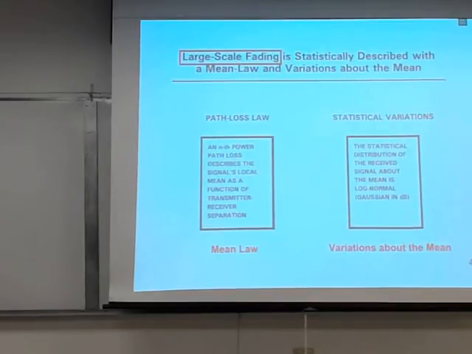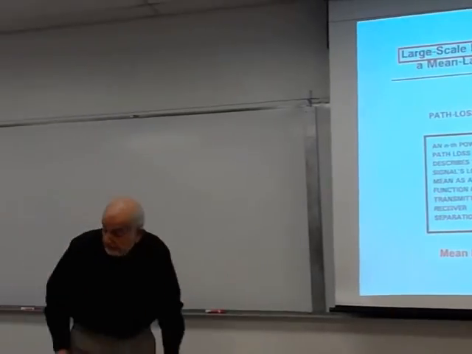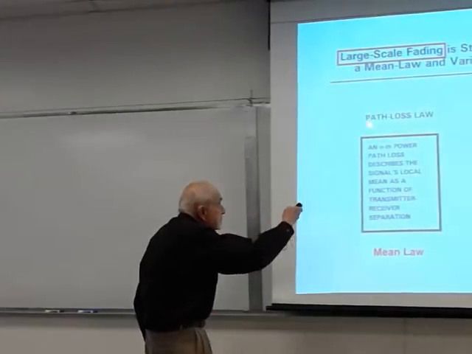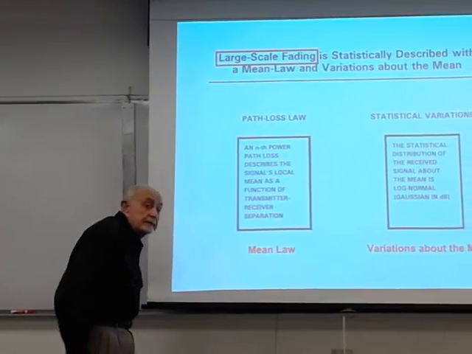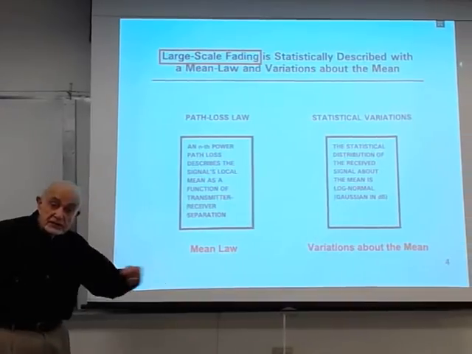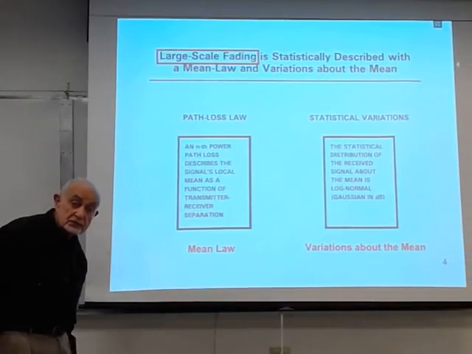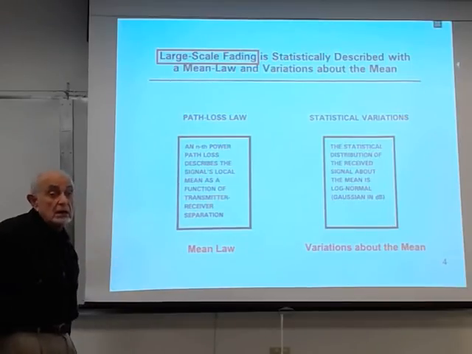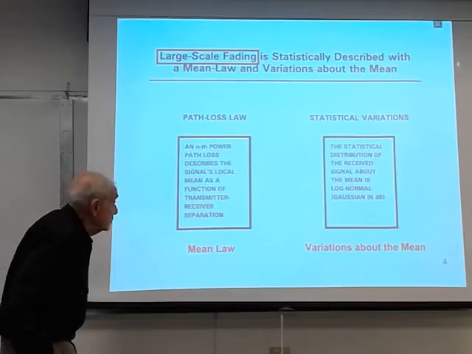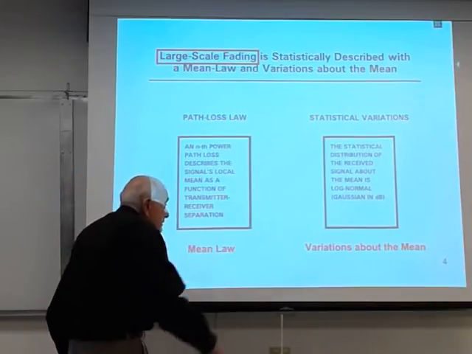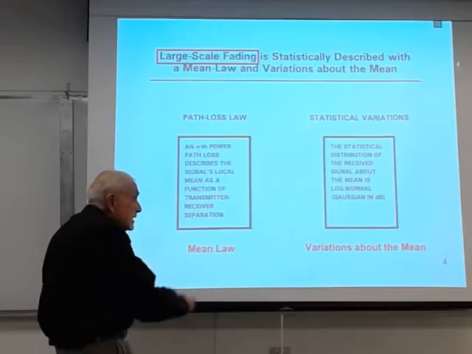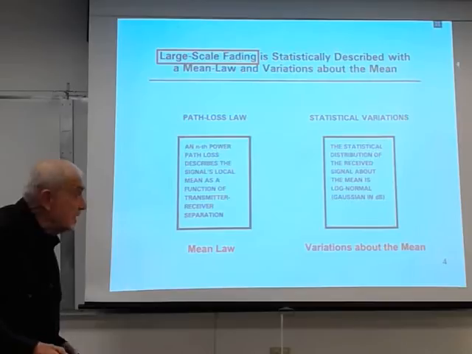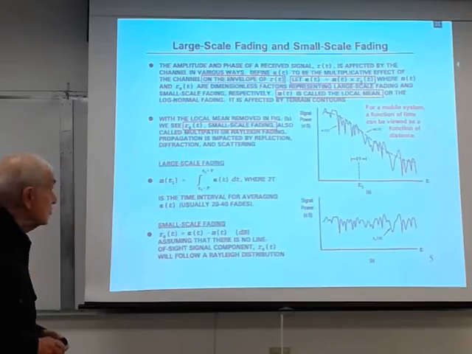So we're not going to have much to say about large-scale fading. This is about it. We're going to say that there is a path loss law, that's like an nth power law. If it's line of sight, it's the second power law, the inverse square law as in optics. That gives you sort of a mean of where the signal power has attenuated to. And there are statistical variations about the mean, which we have already said is log normal. That's about all we're going to say, because our most important interest is the small-scale fading.